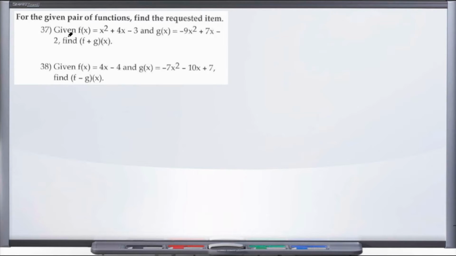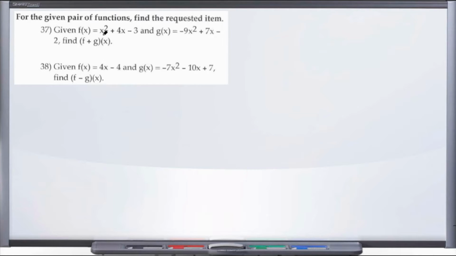All right, so for 37, we're given the functions f of x equals x squared plus 4x minus 3, and g of x equals negative 9x squared plus 7x minus 2, and they want us to find f plus g of x. All right, so all that means is that they want us to take the function f and add it to the function g, which is exactly what we were doing in the previous few videos. We were adding two functions together.